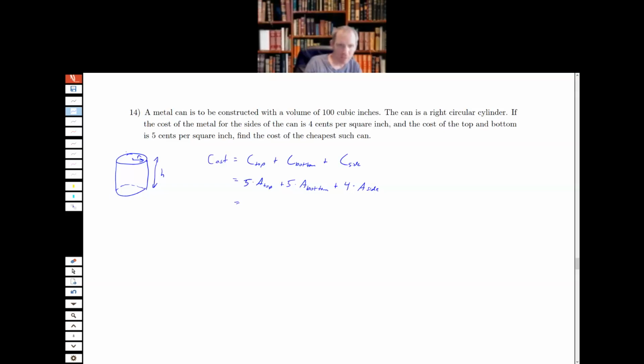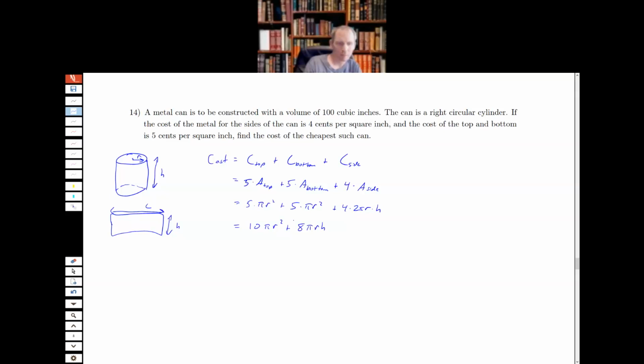Okay, to find the area of the top, that's a circle of radius r, so it's pi r squared. Same thing on bottom. For the side, if you were to unroll it, you get a rectangle where one dimension is h and the other dimension is the circumference of that circle. Circumference is 2 pi r. Okay, so my cost equation is going to be 10 pi r squared plus 8 pi r h. This is a function of two variables, r and h.